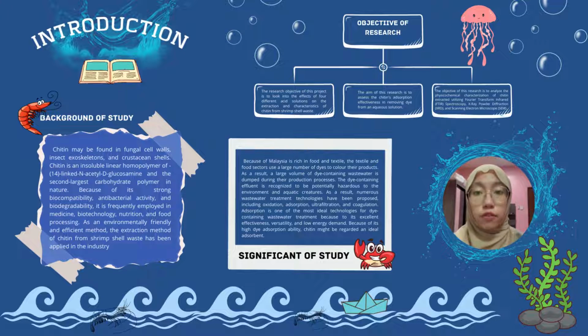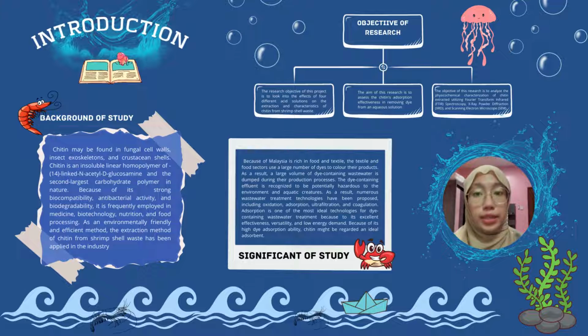Chitin may be found in fungal cell walls, insect exoskeletons, and crustacean shells. Chitin is an insoluble linear homopolymer of N-acetylglucosamine and the second largest carbohydrate polymer in nature. Because of its strong biocompatibility, antibacterial activity, and biodegradability, it is frequently employed in medicine, biotechnology, nutrition, and food processing.